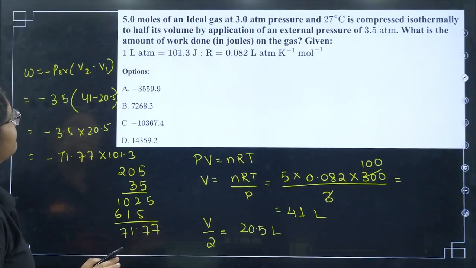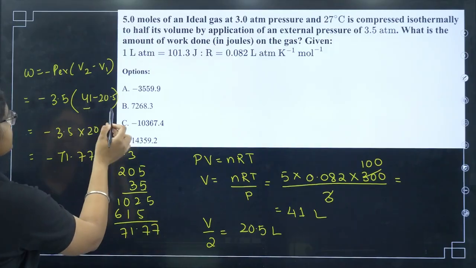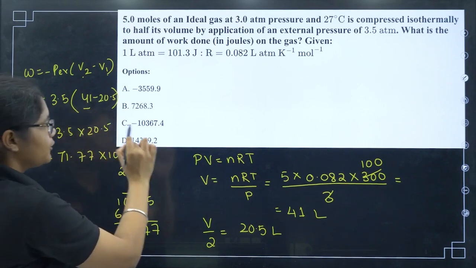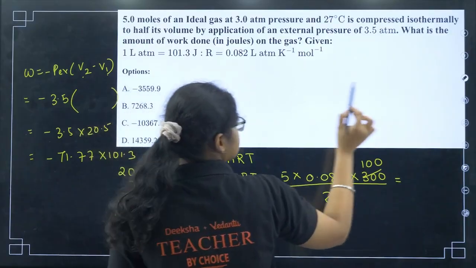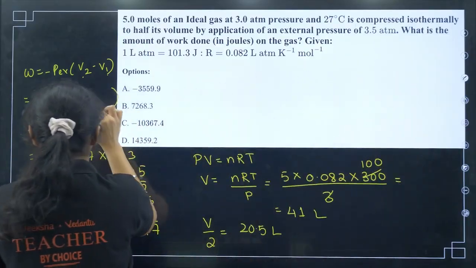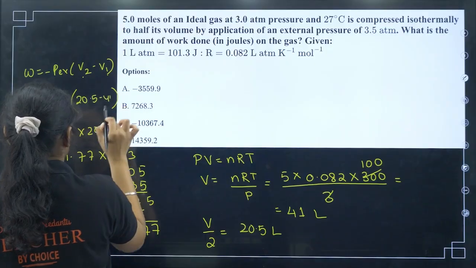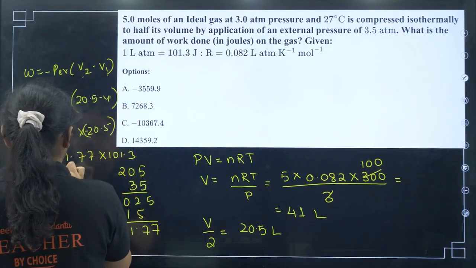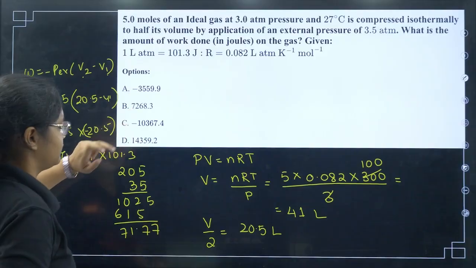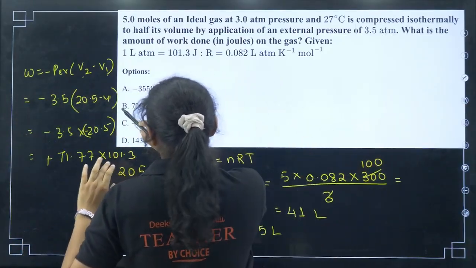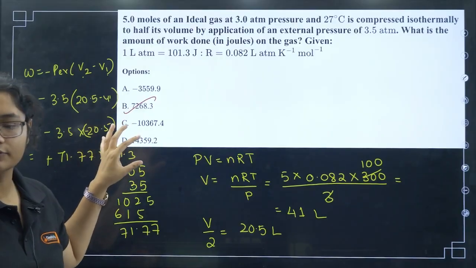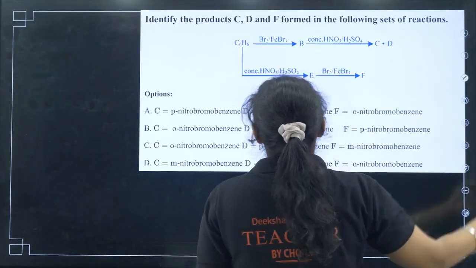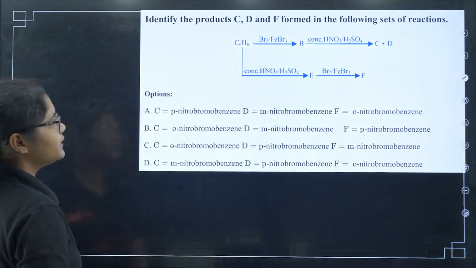But one second. Here the value has to be actually 20.5 minus 41, right? V2 minus V1. V2 was 20.5 minus 41, so it will give me minus 20.5. So the work done will be plus, and there is only one option with plus work done. So definitely the answer has to be option number B here. So 101.3 into 71, somewhere around 7000 you will get. So option number B.